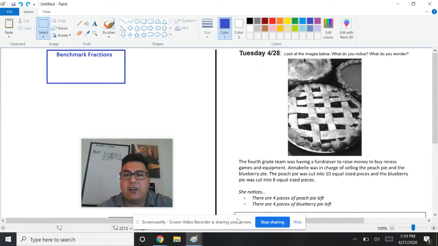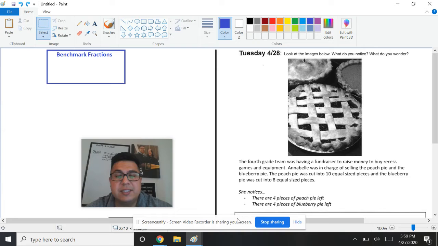As we look at our first page in our packet, or I'm sorry, our Tuesday page in our packet, you're going to notice our notice and wonder. You're going to look at that image and write all the things that you noticed. So you might notice that there are pies in there. You might notice that there are different pies. So you're going to write down all the things that you notice and all the things that you wonder.